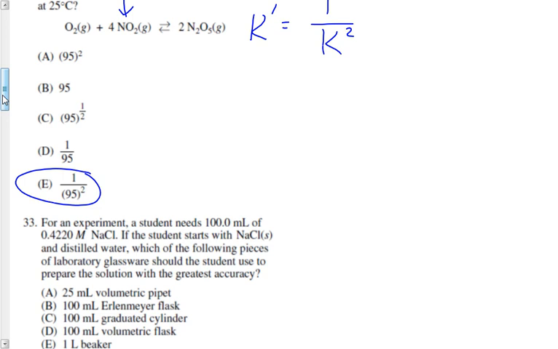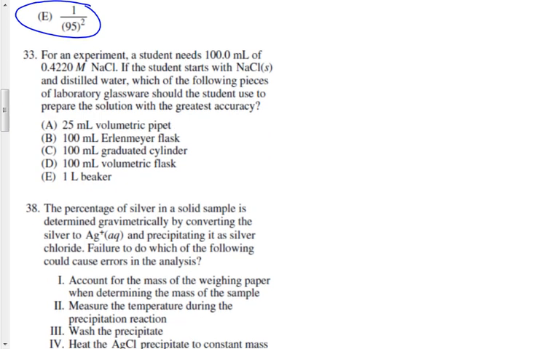Number 33. So I'm going back and forth here. For an experiment, needs 100 mils of that. If the student starts, blah, blah, blah, how to prepare the solution with greatest accuracy? First off, you only have 2 options. It's either D or A. Reason why, volumetric pipette, volumetric flask. Here's why the answer I'm going to choose for this is you need 100 mils. If you use the pipette, what do you have to do? You have to pull it up 4 separate times. That's going to have error. You understand what I'm saying?